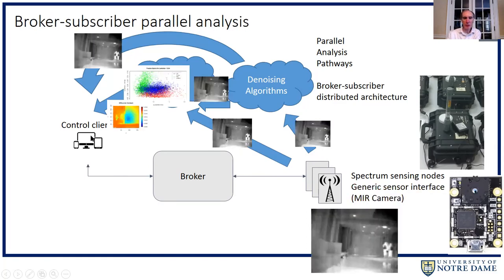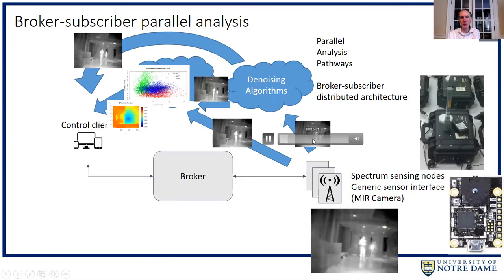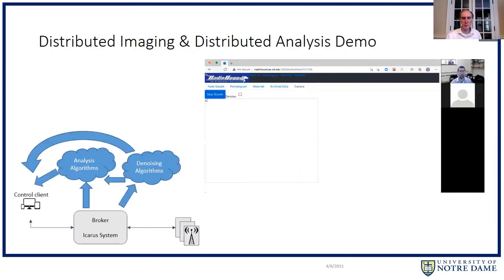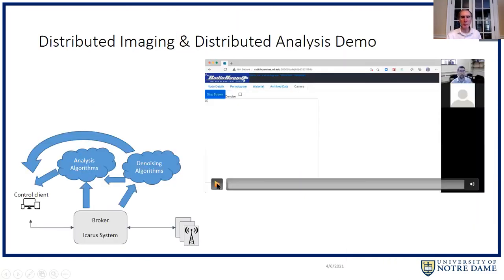For example, we can set up a system where the raw data goes to a denoising algorithm, and then this denoising algorithm goes straight to the control client or goes further down the pipeline for more analysis. This is a way that we can adjust this on the fly. And we have implemented this.